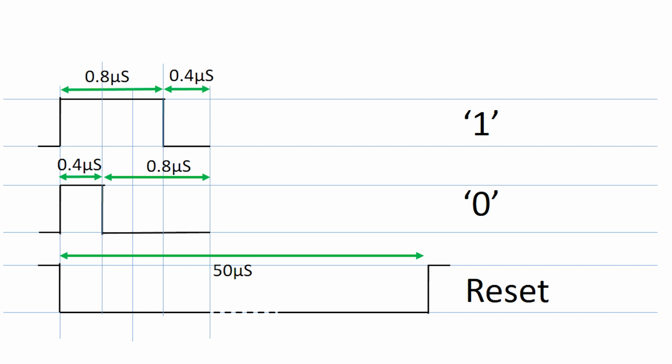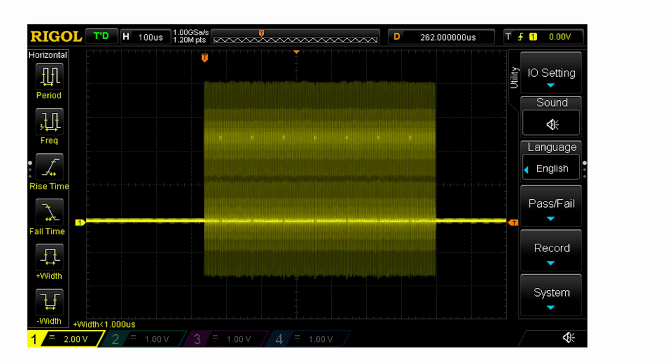Now that 0.8 microseconds and 0.4 microseconds is not negotiable. If you let that go on too long, the NeoPixels will just ignore it. They'll eventually go into a reset, but that really has to be done properly. If you look at it on the scope, there's what you see. And if you look at it on the scope while the NeoPixels are changing, then that dances like the Aurora Borealis. It's actually very pretty to watch.